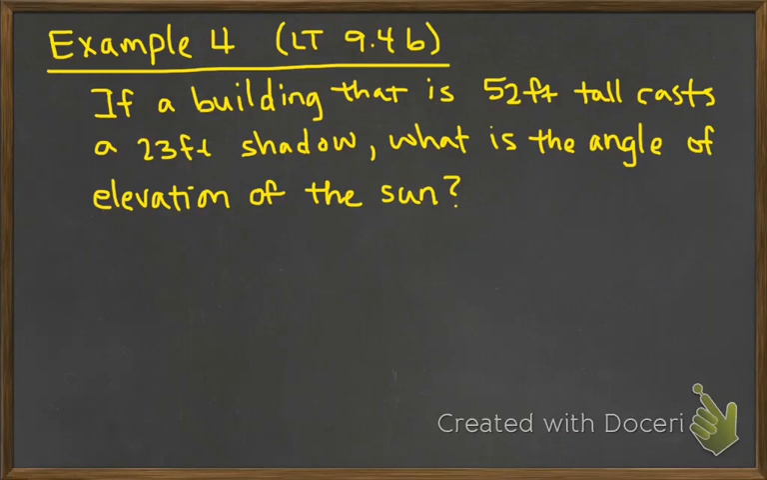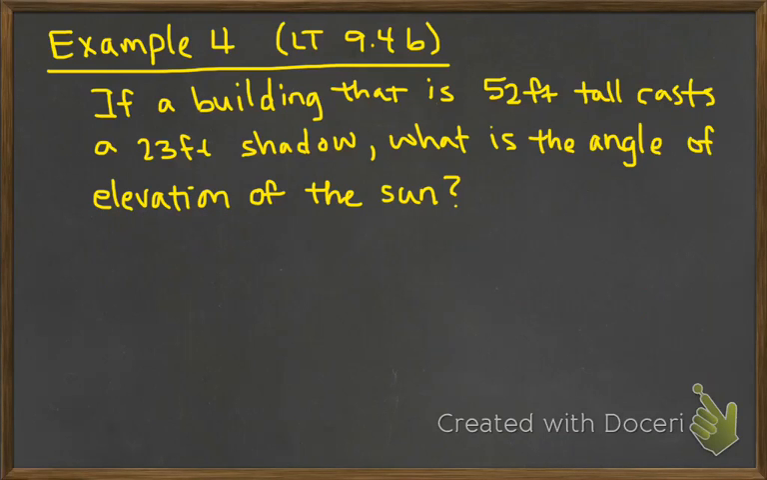Let's now look at one last example. It's still an example of learning target 9.4b. But this time it's a story problem, so you have to pick out the information from the story problem to make your triangle and then solve an equation that you can form from the triangle. This problem says that if you have a building that is 52 feet tall and it casts a 23-foot shadow, what is the angle of elevation of the sun?